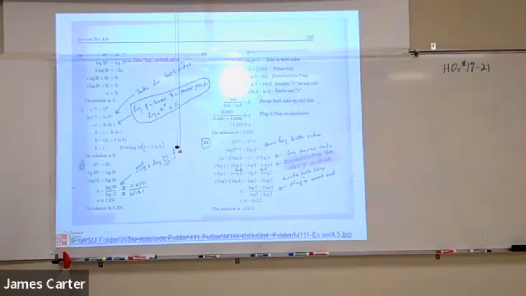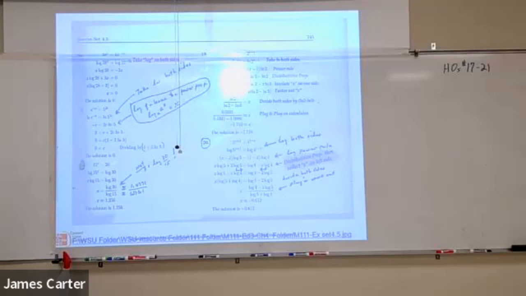What about this one? I ended up taking natural log of both sides, didn't I? Why did I take natural log? Because I had an e in this thing, and I had a chance for ln of e to simplify things greatly. What about this one down here?